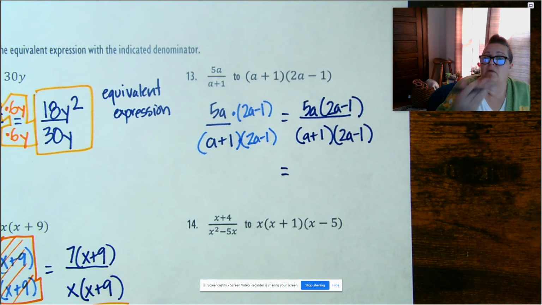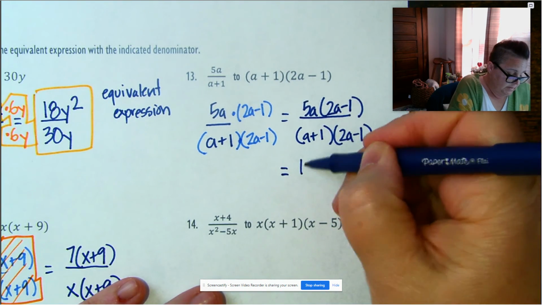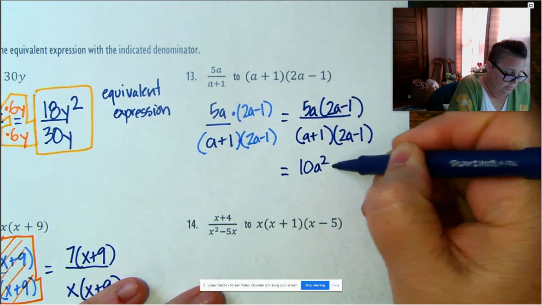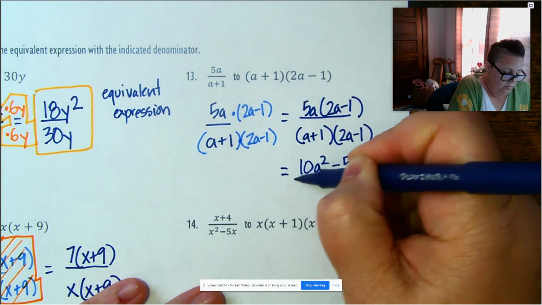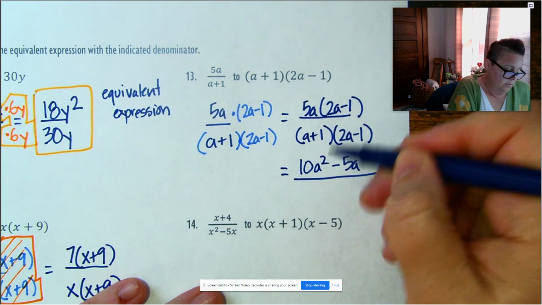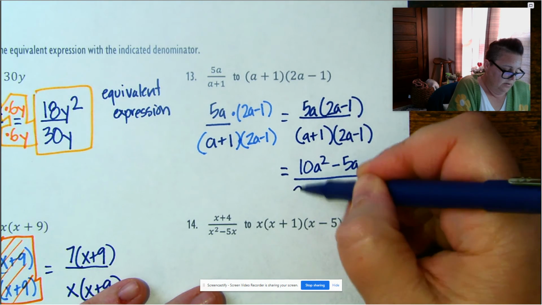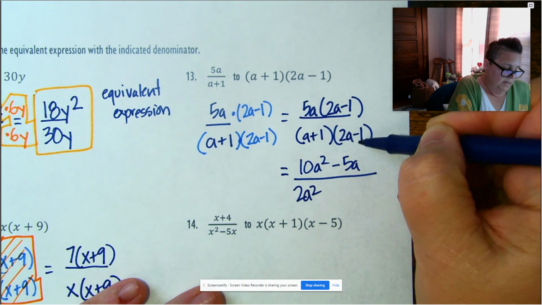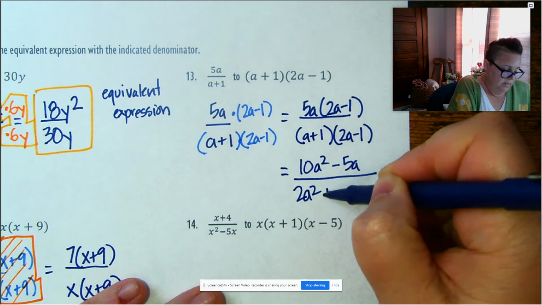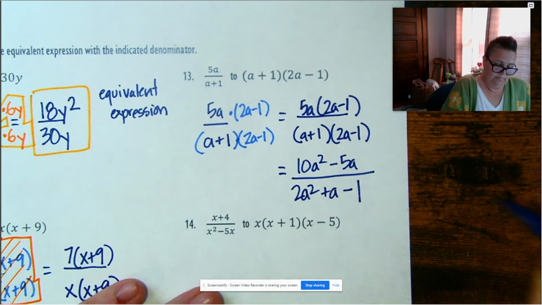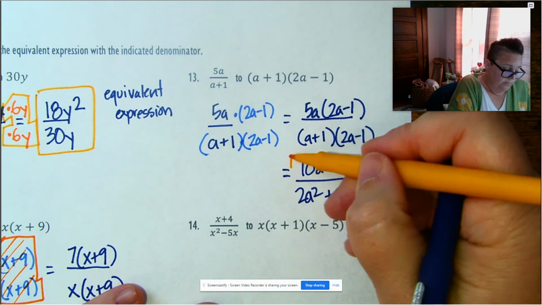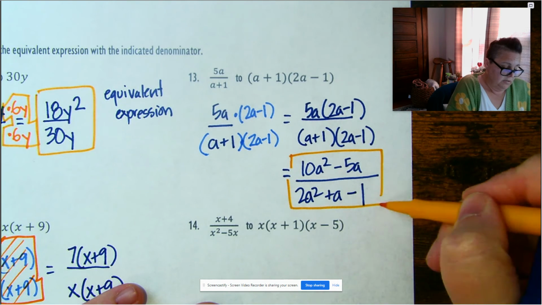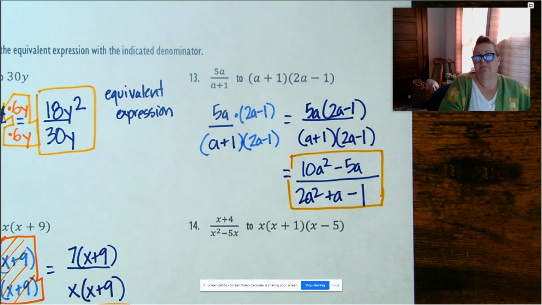If I'm asked to multiply it through, this would be 10a squared minus 5a over, let's see, that's 2a squared minus a plus 2a minus 1. And this would be my equivalent expression with a denominator of a plus 1 times 2a minus 1.